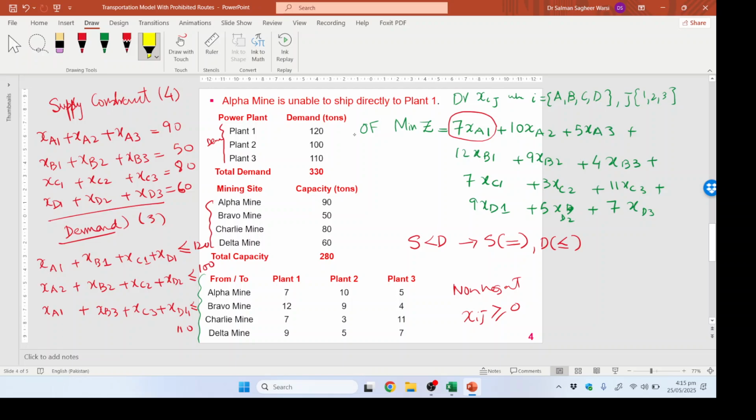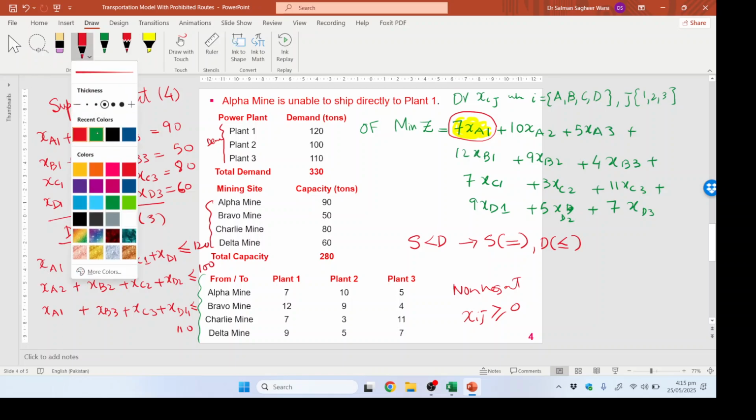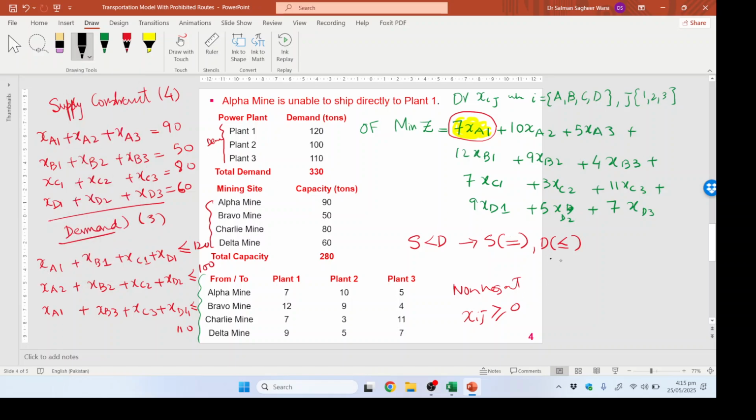Now let's see why we have used 7xa1 here, although this route was not permissible. Remember that while doing this in Solver, we use a formula, SUMPRODUCT.